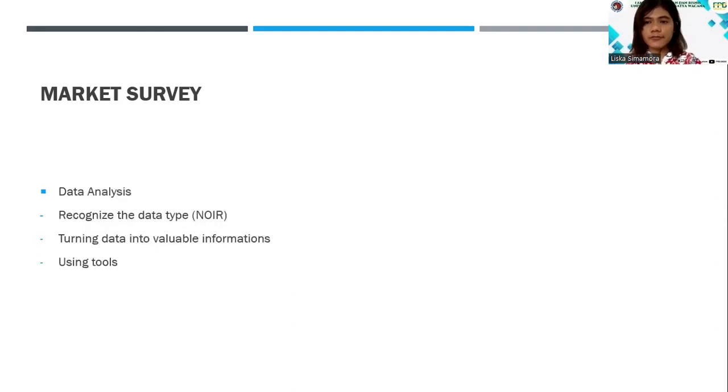Next is data analysis. For data analysis, you have to be able to recognize your data type. The data type mentioned here is whether your data is nominal or ordinal or interval or ratio. So we make it short as NOIR.